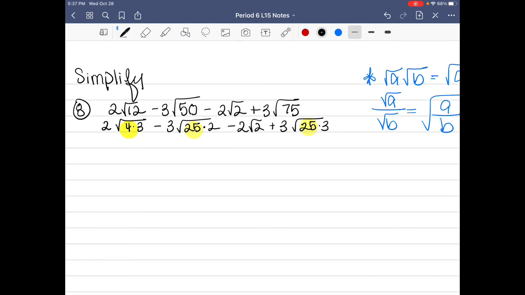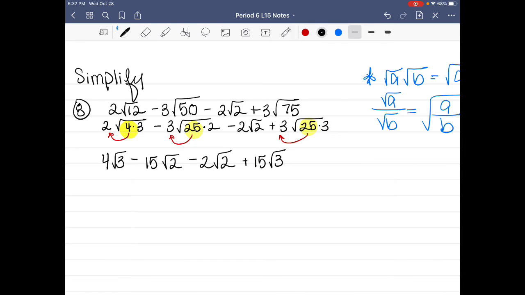And then now bringing our attention to our perfect squares. Those are going to come out in front and multiply with the number in front. Square root of 4 is 2. 2 times 2 is 4. Square root of 25 is 5. 3 times 5 is 15. Can't do anything with the 2 radical 2. And then square root of 25 is 5, multiplied by the 3, and you're going to get 15.